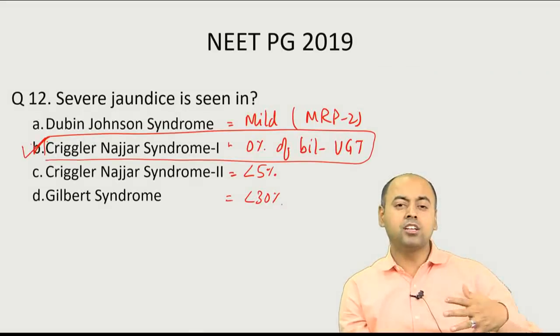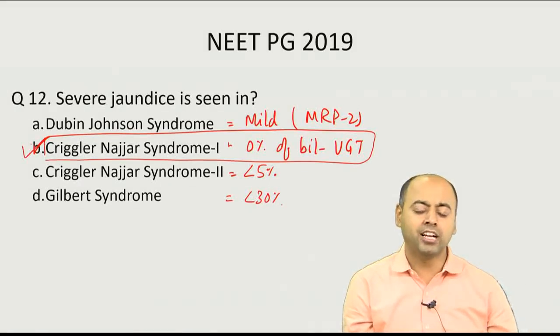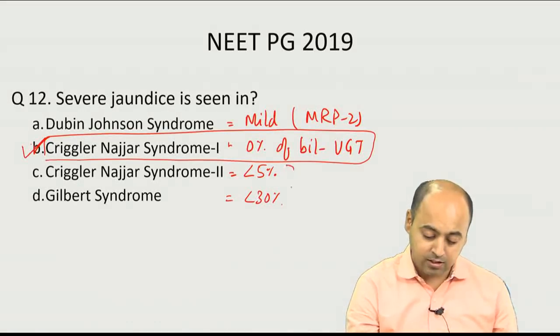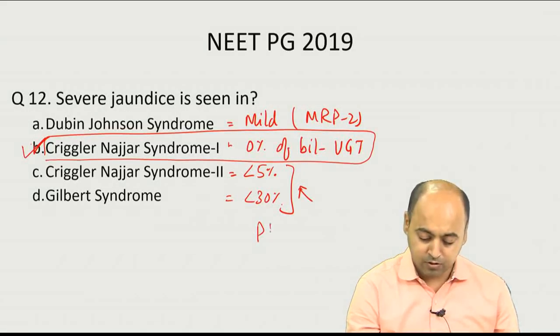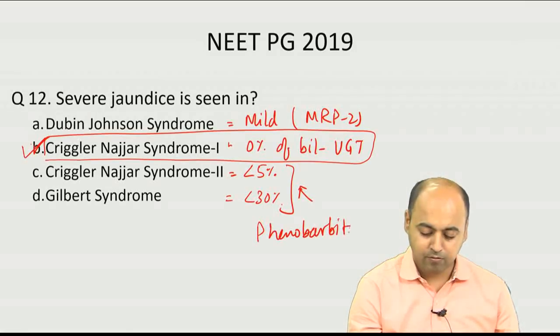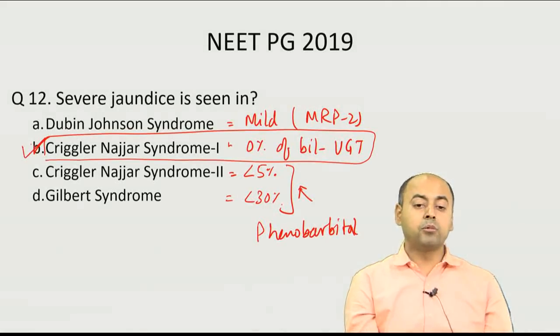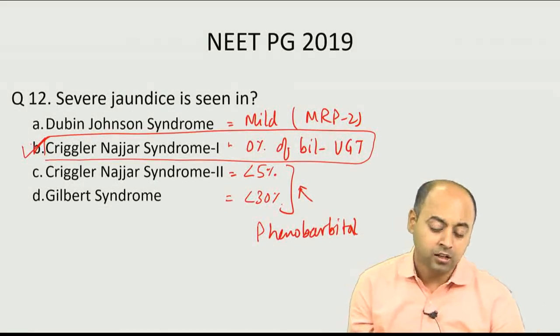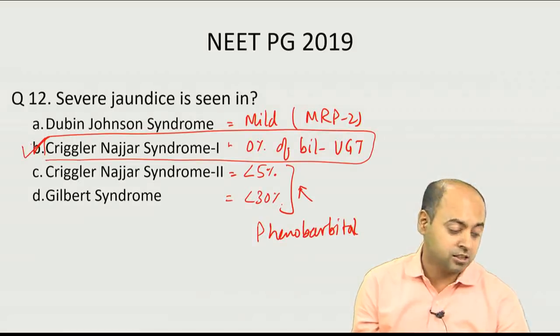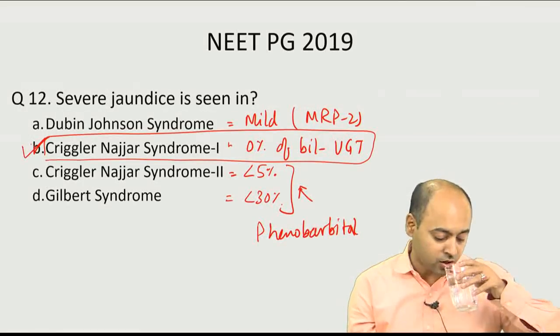Whereas in type 2 and Gilbert's, because some residual enzymatic activity is there, we can stimulate this activation by the drug called phenobarbital. The phenobarbital will stimulate the activity of all the residual enzyme, and the bilirubin which is getting accumulated will be less. The type of jaundice will be less severe.